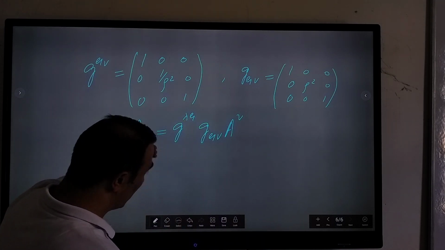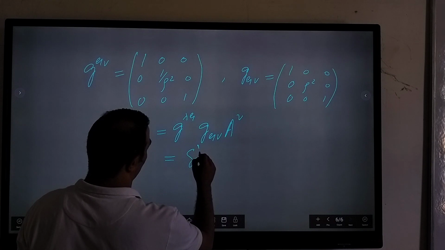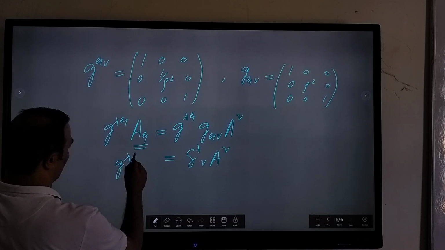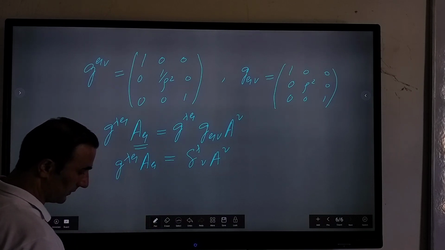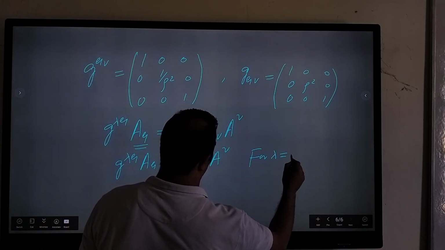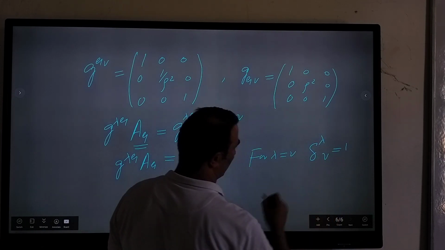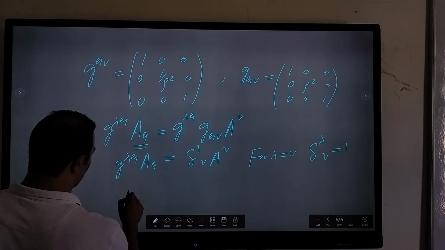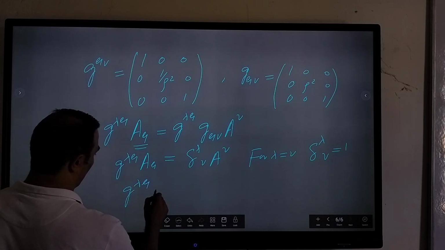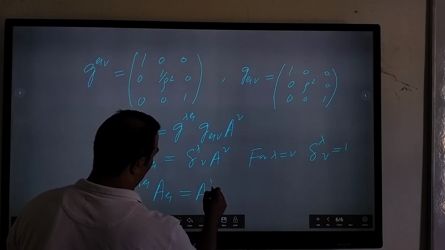So this is what I get here, or you can rewrite this as, because this will be that delta lambda nu A nu. So this is our... okay. So you can write because for that's equal to, okay. So that means this will be equal to, okay.